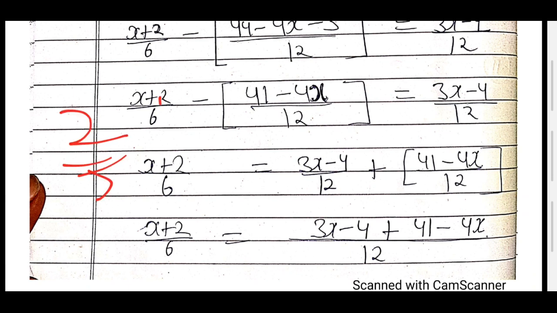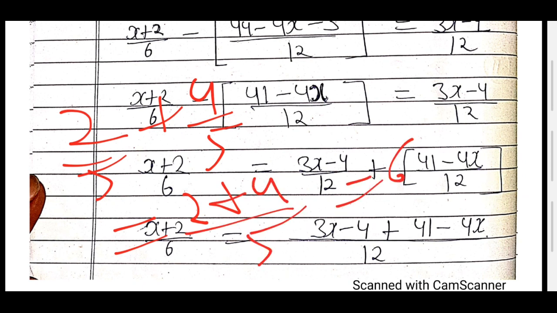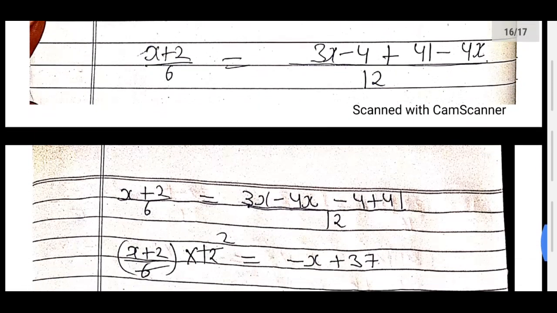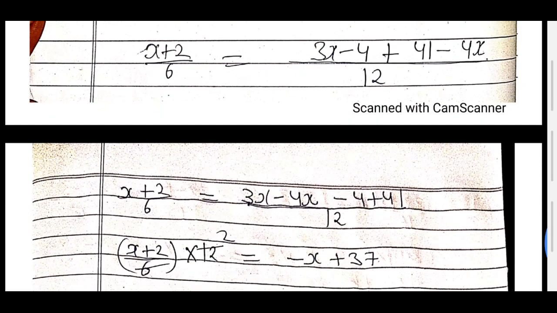Like 2 upon 5 plus 4 upon 5, they both are same, then we have to do like that: 4 plus 5 upon 5, like that one you have to add, because both are same. So this number goes to this side, becomes plus. Now both are same. Now simply add 3x minus 4, 41 minus 4x upon 12. Simply you add. Now when you add, what will you get? 3x minus 4x together, like terms, minus 4 plus 41 together upon 12.